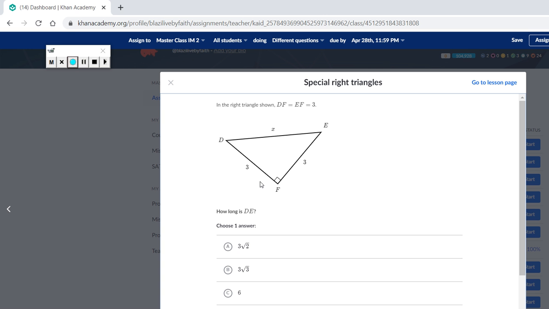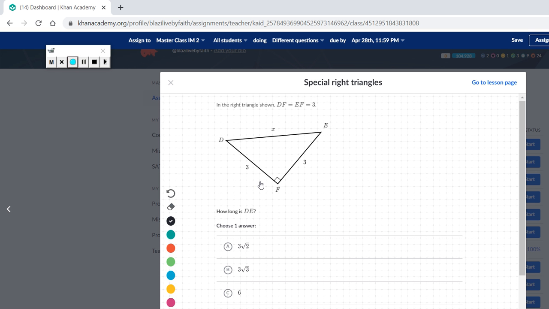Again, 45, 45, 90. These are the same, and then just remember, this is x, x, x root 2. So this is 3, this is 3, this one is 3 root 2. Hopefully these are getting more simple now.